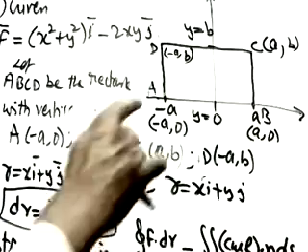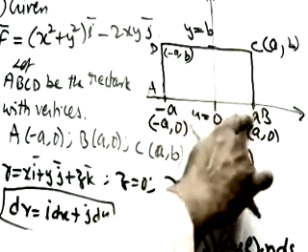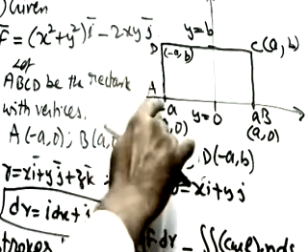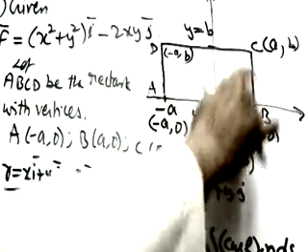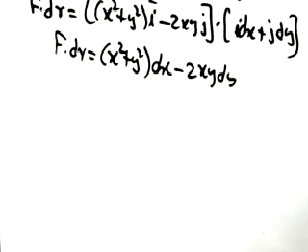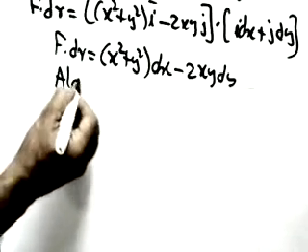For the line integral, let me go in the anti-clockwise direction. First we solve along AB, then BC, then CD, then DA, and then we add them all. So let me start with AB.